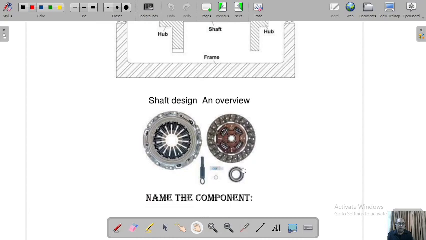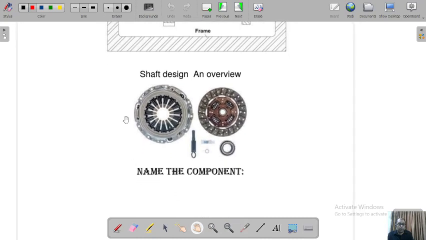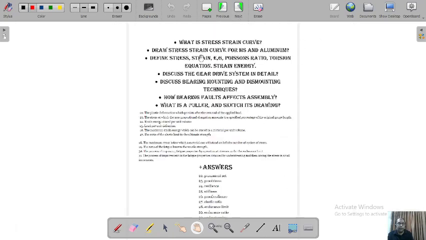Then what is the name of this component? You just have to tell what is the name of this component. You must be able to tell it. Then these are very simple questions from the machine design point of view.